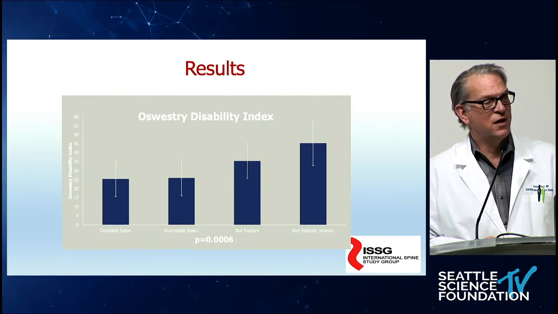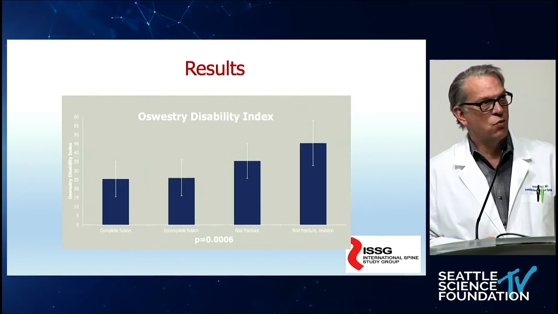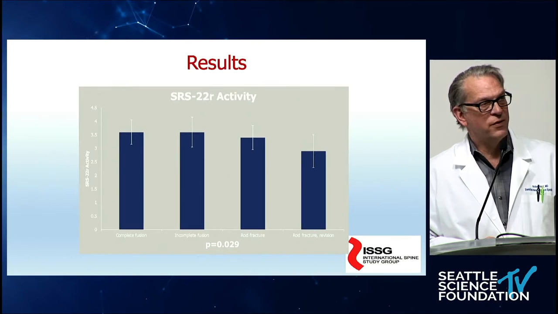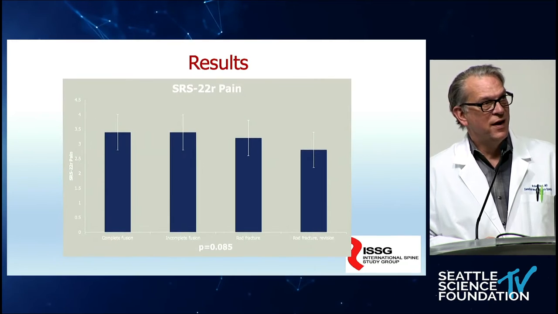And this is the Oswestry data, and you can see on the right that when rod fractures occur, there is a large distinction and a large impact on the clinical outcome scores. That was true for other measures as well. The SRS activity scores, similar, and SRS pain scores, again, very similar.